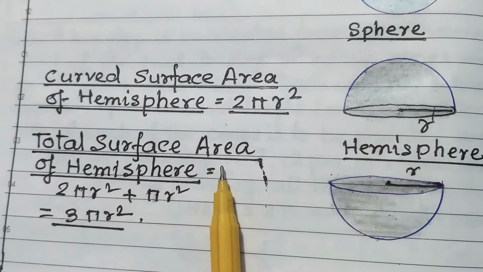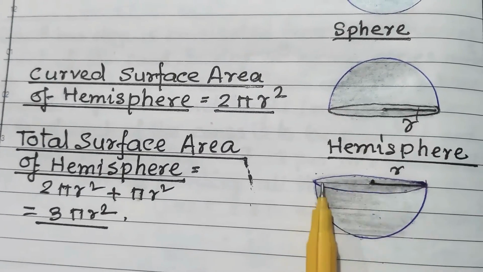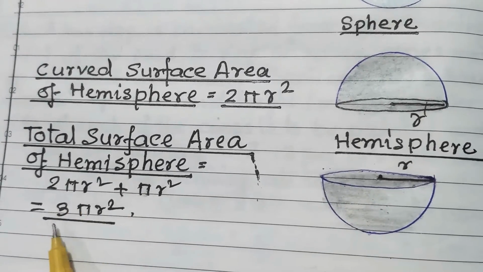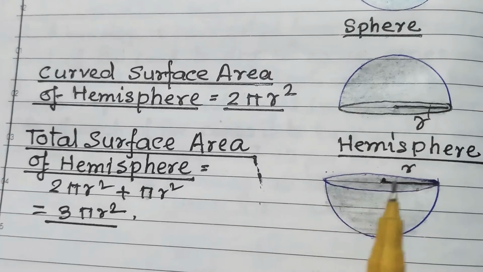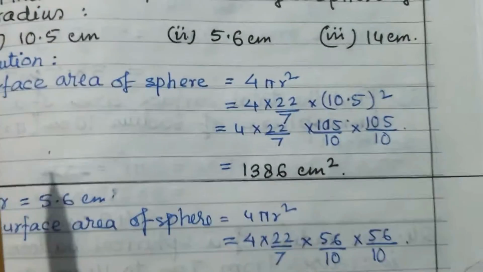But for the total surface area, 2 pi r square is the curved part and this is the circle, pi r square. So 2 pi r square plus pi r square, total is 3 pi r square. Got it? Now learn, then you solve the exercise one by one.